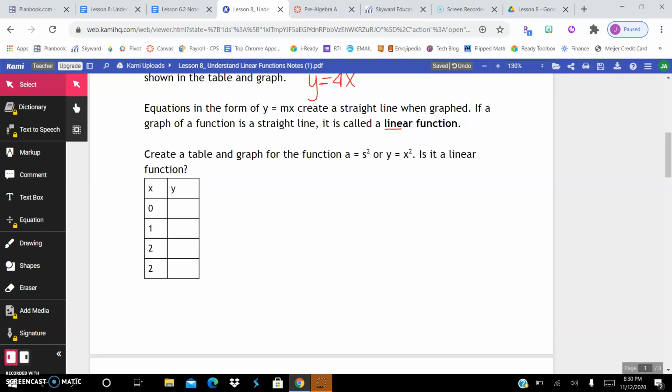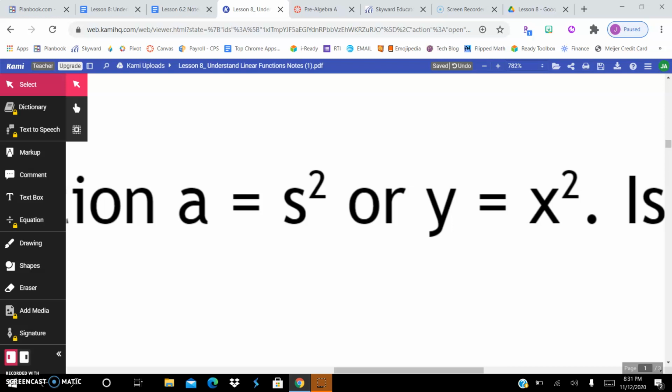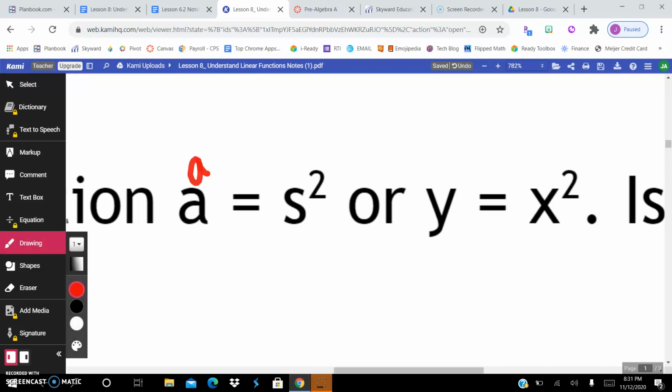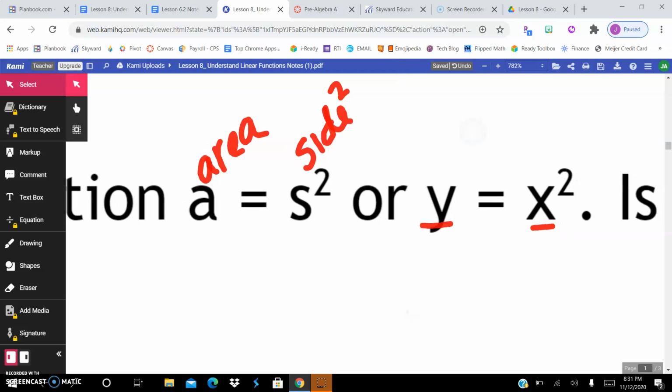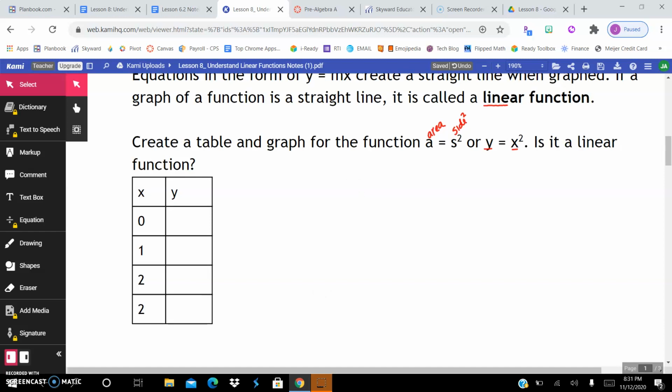So for this next one, we're going to create a table and a graph for the function A equals s squared, or y equals x squared. These two are similar. This one just simply means area equals side squared. And then for the second one, we just replace the A with a y and the s with an x because we are used to using x for input and y for output. And then they want to know, is this going to be a linear function after we graph it?